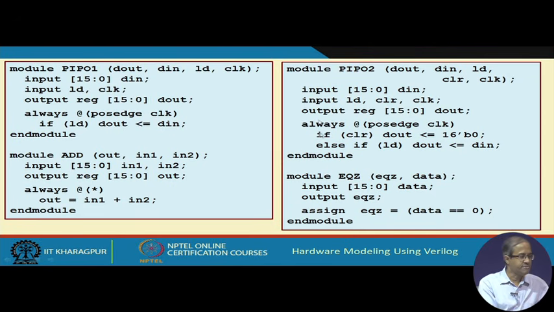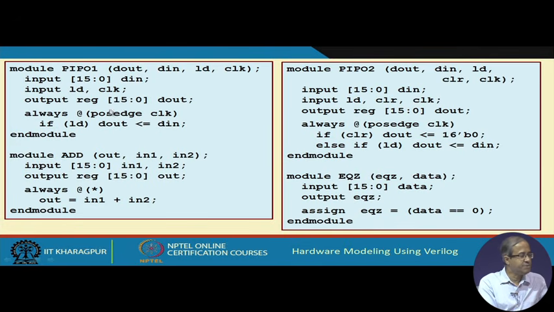Let us look at this first, PIPO 2 first. PIPO 2 is an extension of this, where you also have a clear input in addition to load. So, here there will be an additional input clear. So, again always at posedge clock, if clear, the counter is cleared, then D out equal to 16 zeros, 16-bit 0, else if load same, D out equal to D in.